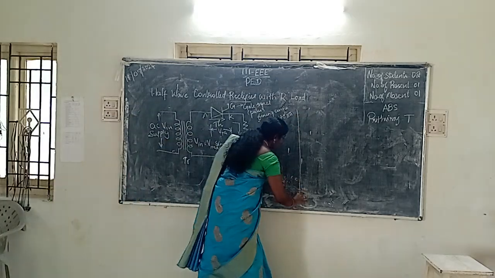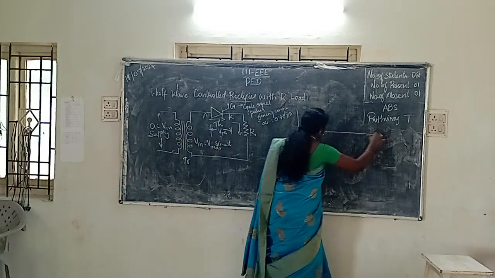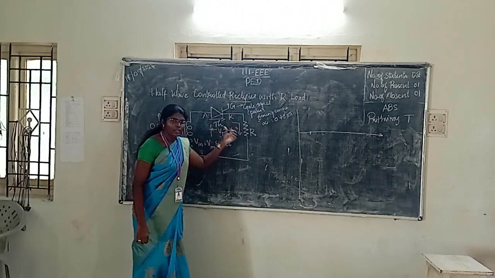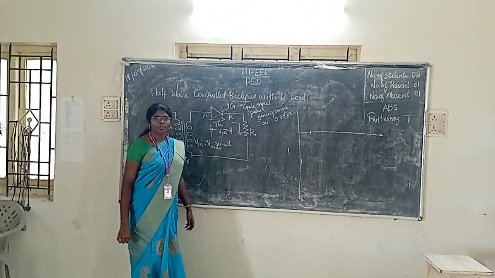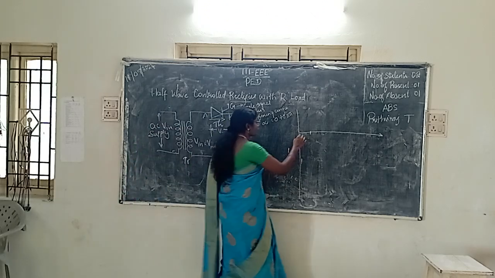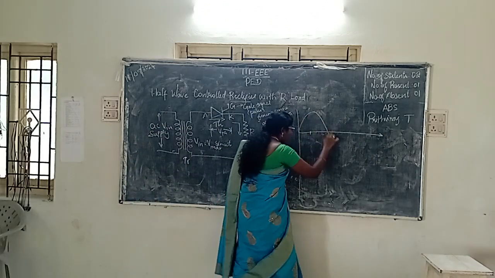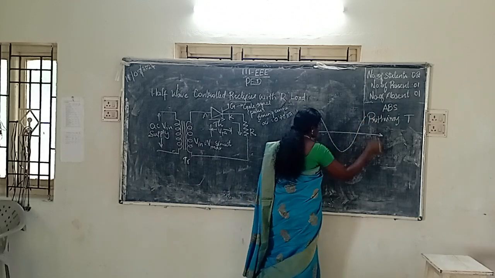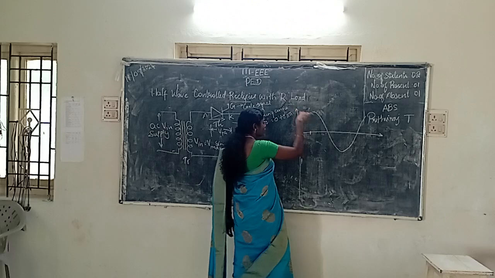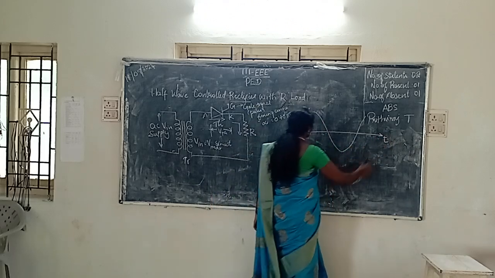Now, the operation will be based on giving an AC supply from anode to cathode, and the conduction of the thyristor will be for a half-wave controlled rectifier. So this is sinusoidal in nature. Since it is an AC supply, the curve will be sinusoidal, and everything will happen with respect to time.